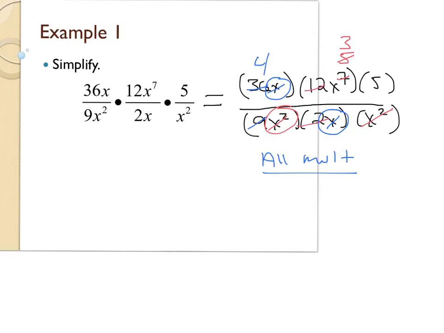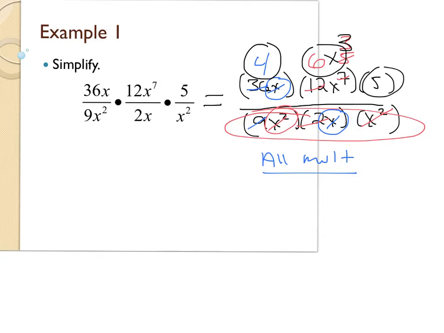I have a 2 in the denominator. Well, I can reduce this 12 to a 6. So notice everything in the denominator is canceled out, and I'm left with just a few pieces. I'm left with a 4, a 6x cubed and a 5. So I'm just going to multiply all these guys together. So I have 120x cubed. And this is just simplifying a rational expression. So we're reducing fractions, and that's all we're doing.